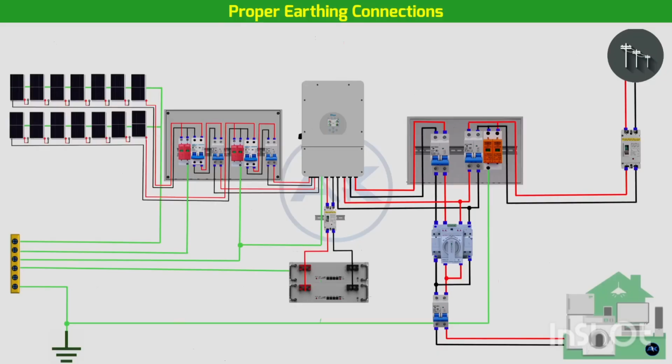So, to recap, proper grounding for your 8 kilowatt solar system involves a continuous path from the solar panel frames and racking through the inverter chassis, the AC components, and finally, to your main earth electrode. This isn't a step to be skipped. It's the difference between a safe, reliable system and a potential hazard.